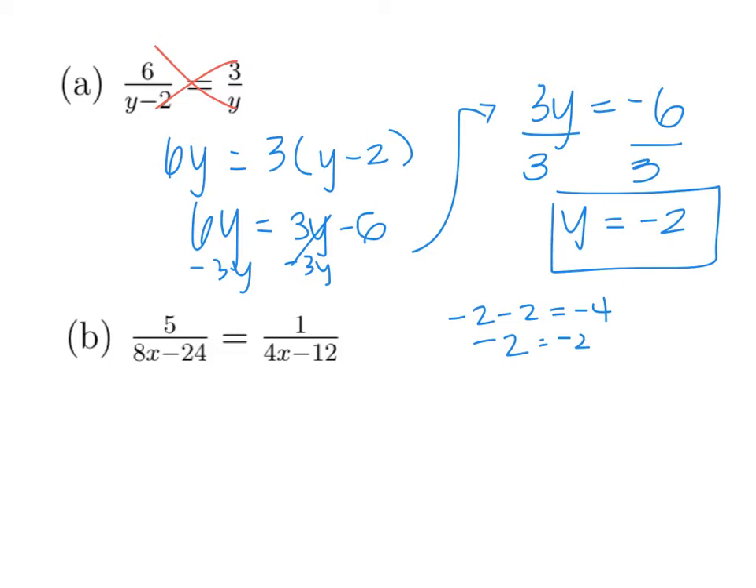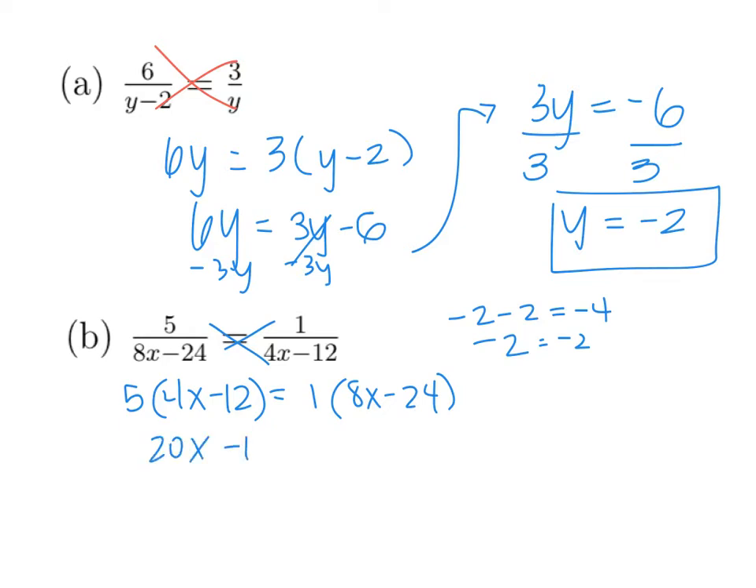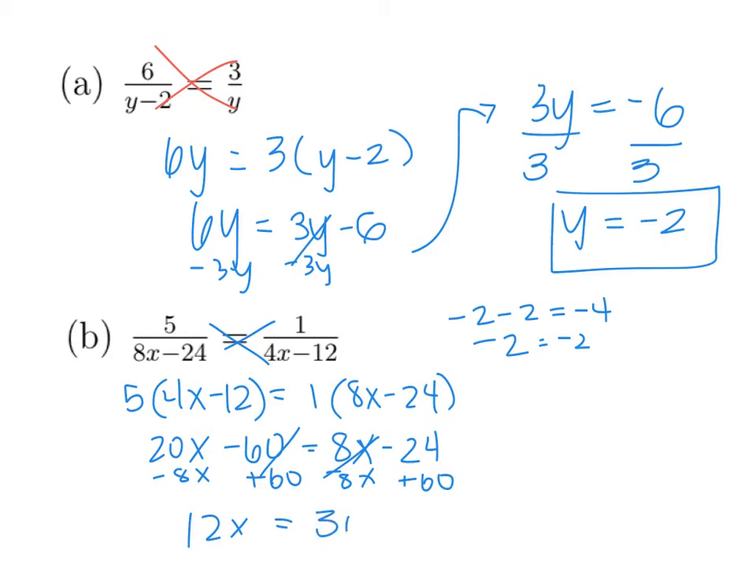Okay, so we have this. We have a fraction over a fraction. I'm just going to cross multiply, and then equate them to each other. So we have 5 times 4x minus 12 is equal to 1 times 8x minus 24. I'll distribute and solve. So we have 20x minus 60 is equal to 8x minus 24. This is of the first degree. I'm just going to isolate x by subtracting 8x. So I'm left with 12x. I'm going to add 60 to the other side. That'll give me 36. Sorry. Dividing by 12, x is equal to 3.